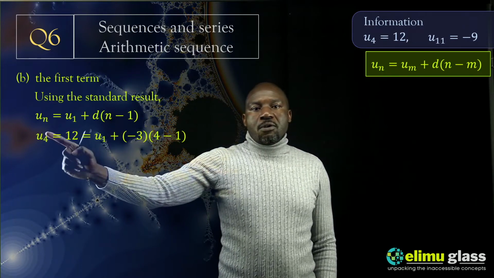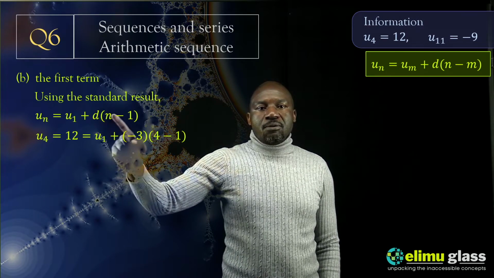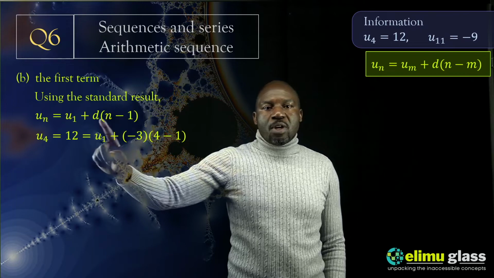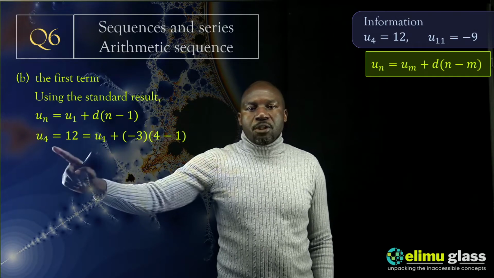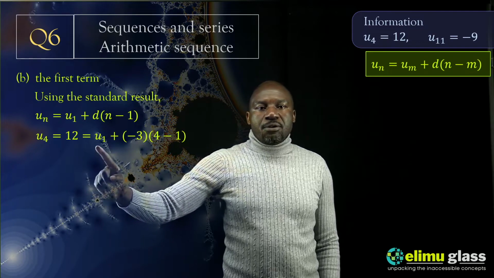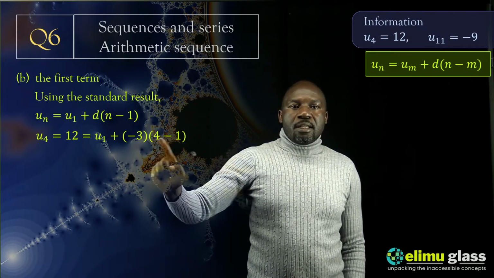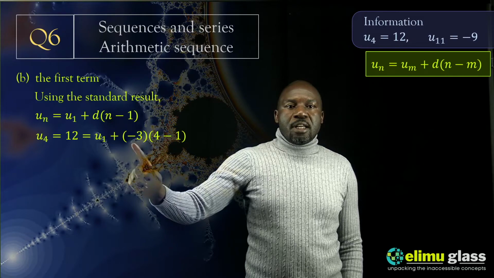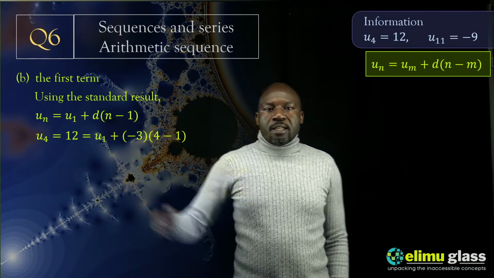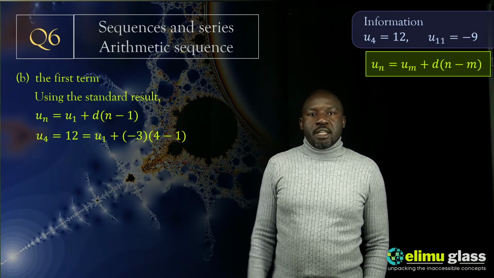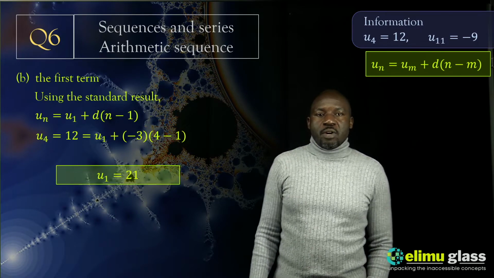So U4 must be U1 plus d into 4 minus 1. We know d is negative 3. We just found it in part A. If we substitute back there, 12 is U1, and this is minus 3 times 3, which is negative 9. All right. And so move that to the other side. We see that U1 is 21.